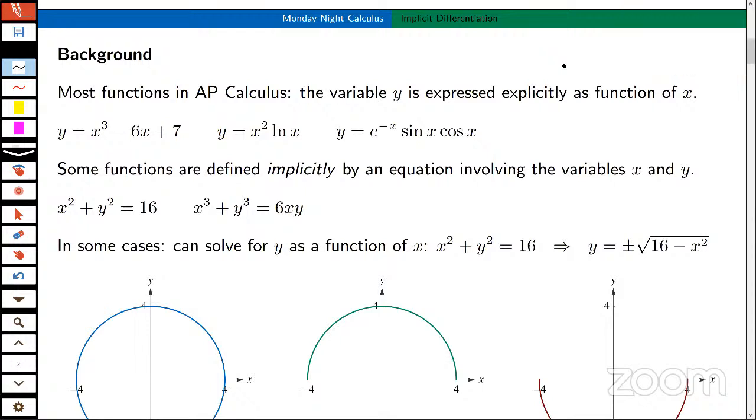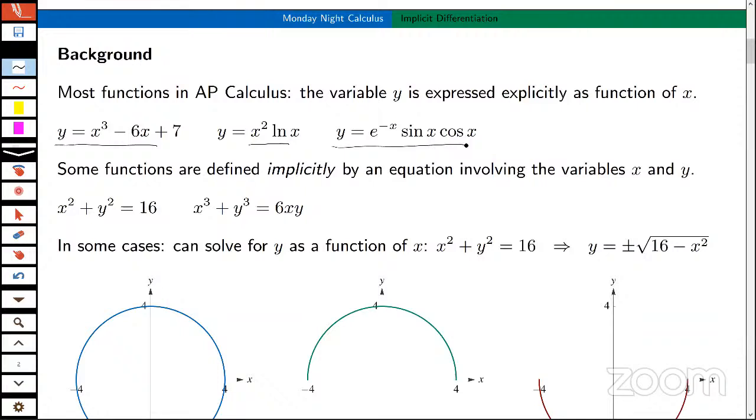Okay. So a little bit of background here to get started before we get to implicit differentiation. Most of the functions that we deal with in AP Calculus, the variable y is expressed explicitly as a function of x. So here's some common functions that we might see. Here's a polynomial. Here's an interesting one, x squared times the log of x. You might think a little bit about what the domain is there. And here's another interesting one, e to the x sine x cosine x. Those are kind of common to us.